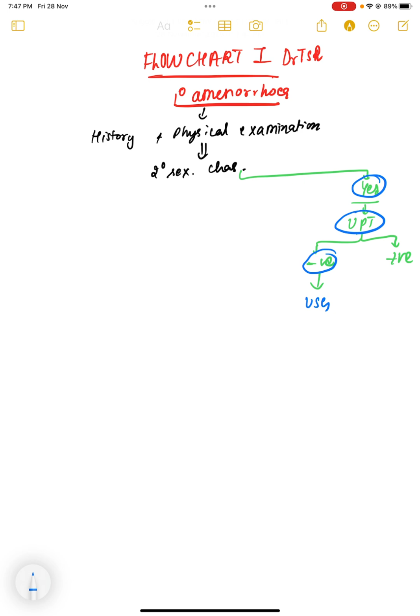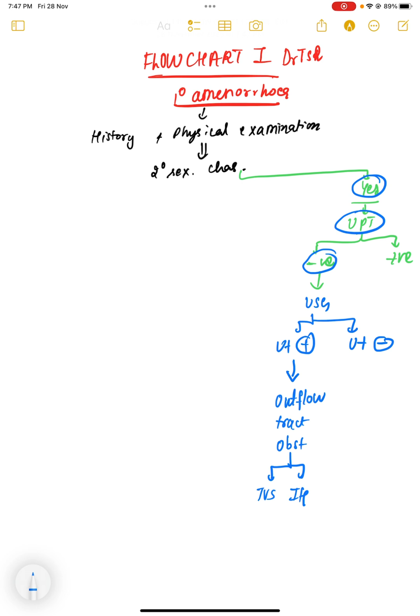So look at the internal genitalia, whether the uterus is present or absent. Okay, if uterus is present, that means the girl is having normal internal genitalia, so you should think of outflow tract obstruction, such as transverse vaginal septum or imperforate hymen. So evaluate for that. If there is no outflow tract obstruction, you evaluate other causes.